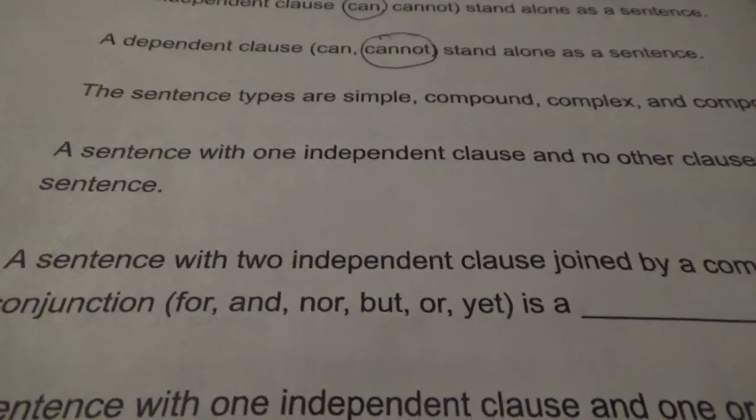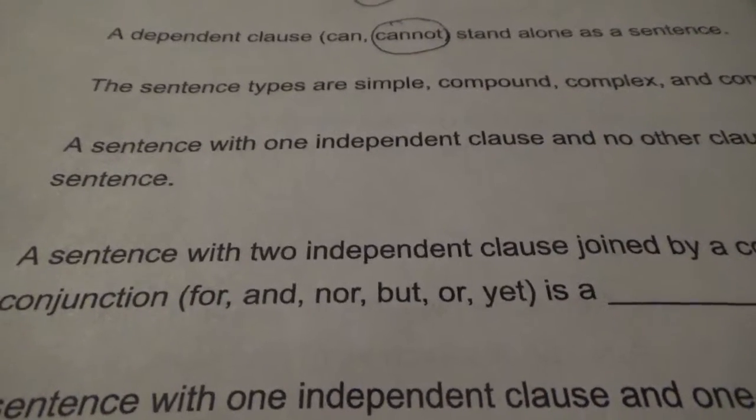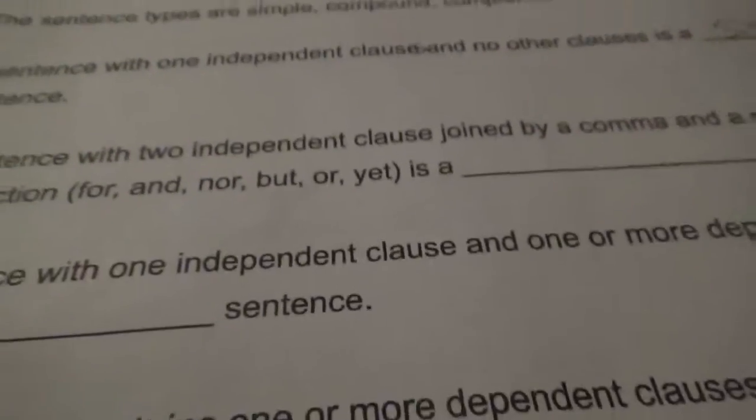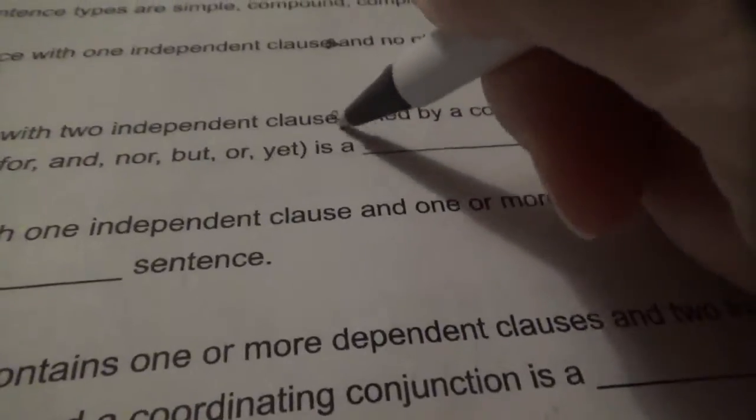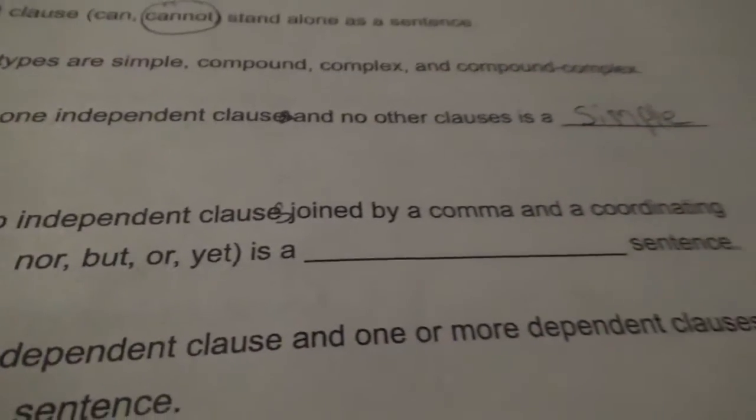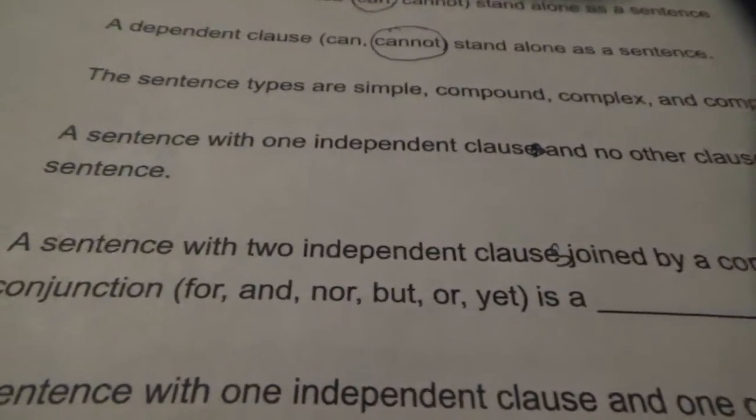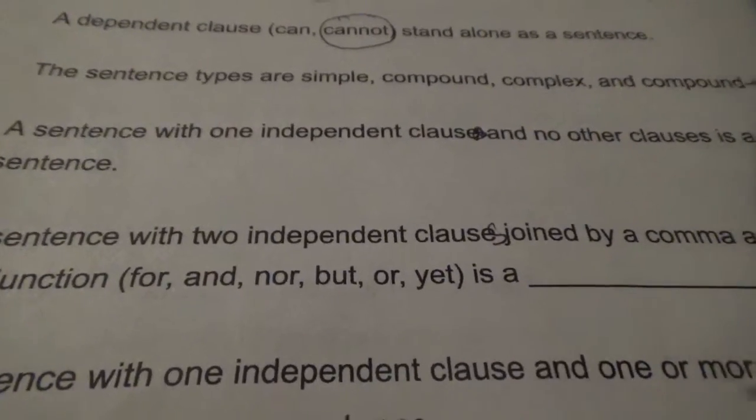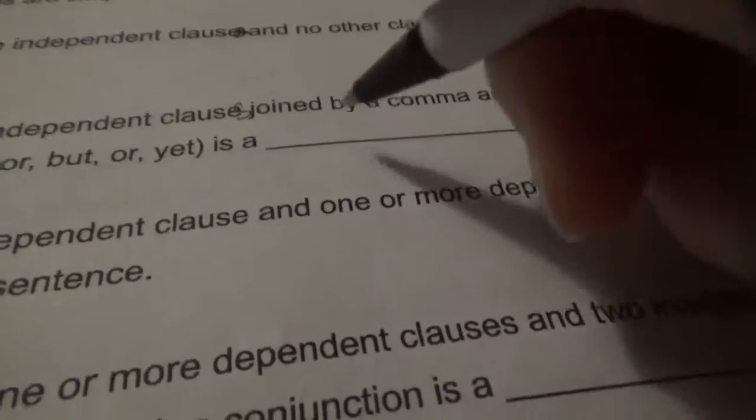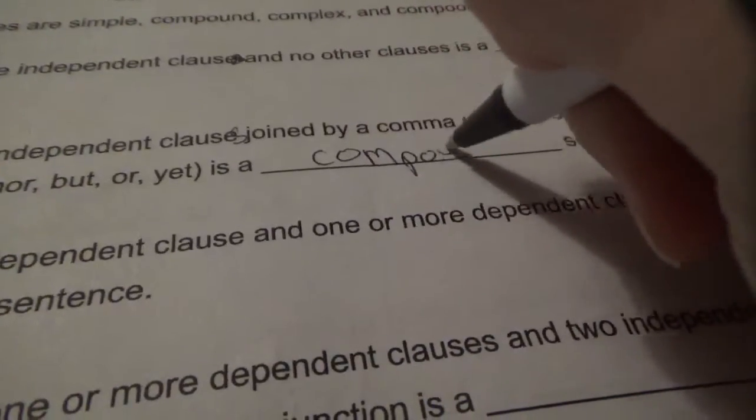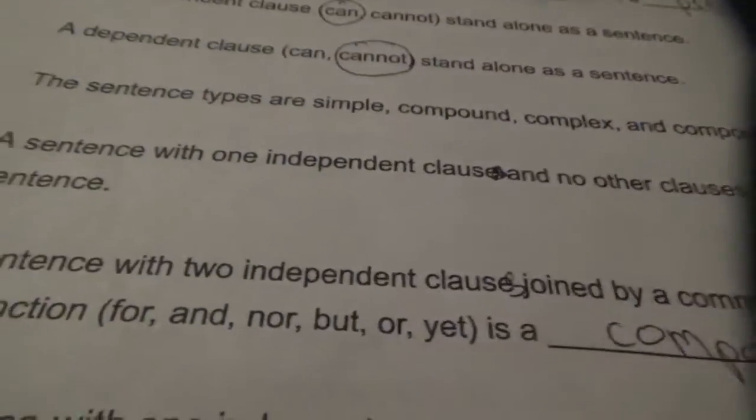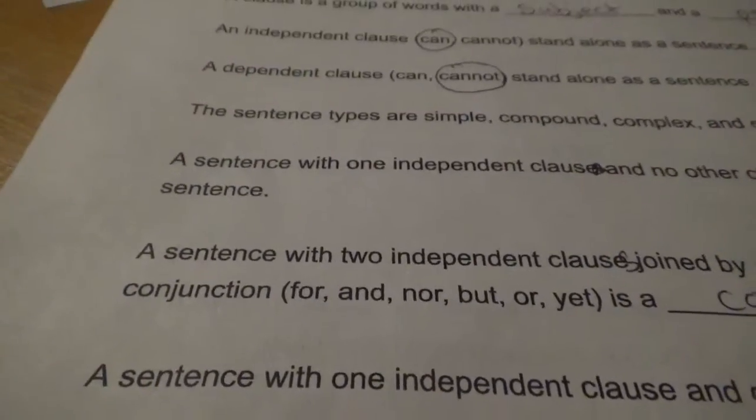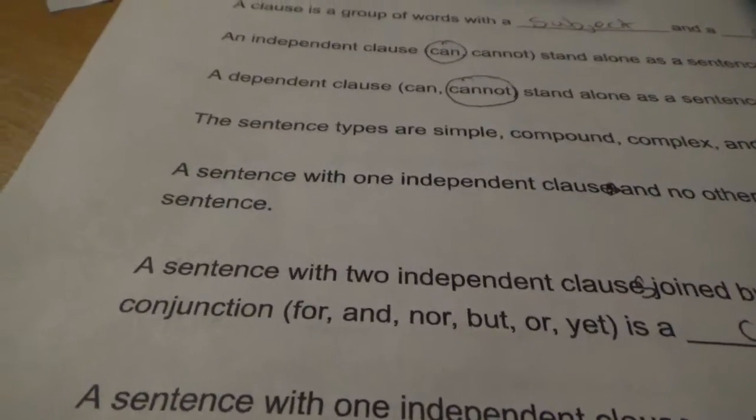A sentence with two independent clauses joined by a comma and a coordinating conjunction, remember FANBOYS: for, and, nor, but, or, yet, is a compound sentence. A compound sentence is two independent clauses joined by a comma and a coordinating conjunction: for, and, nor, but, or, yet.